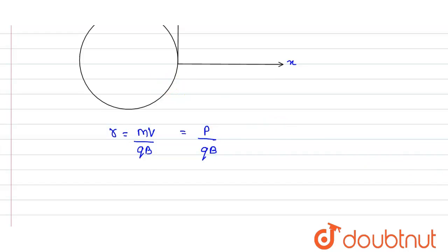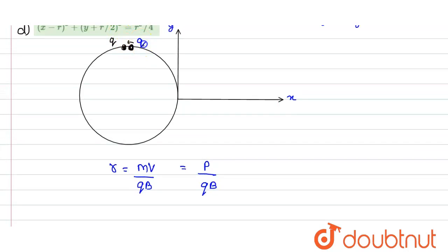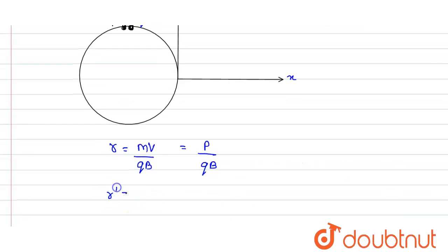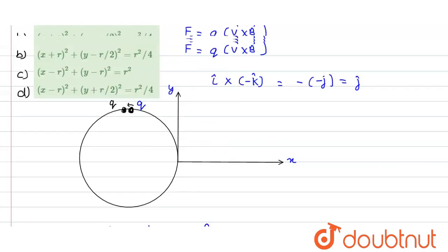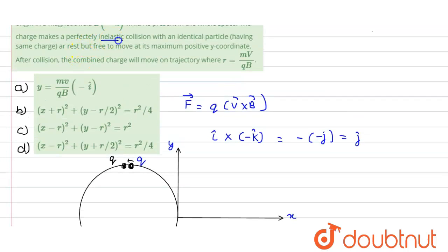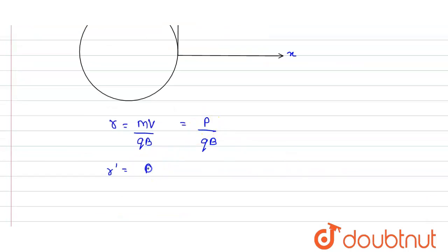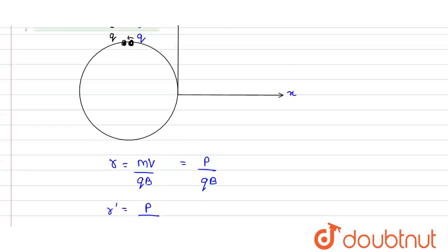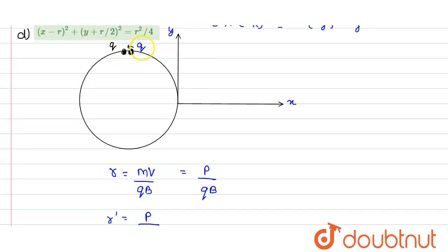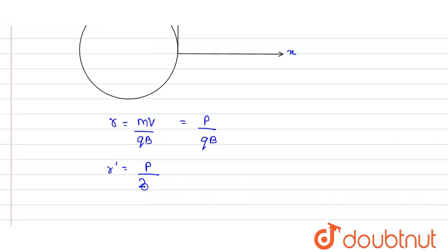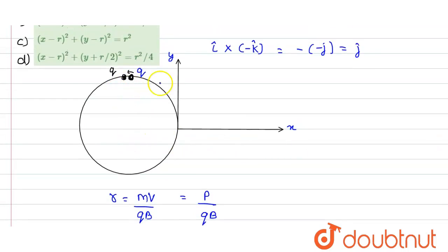Now when our charged particle q strikes the stationary charge, there would be a new radius, r dash, equal to the new momentum divided by the new charge times B. But we know that in a collision, whether inelastic or elastic, momentum remains conserved, so the final momentum is again p. The final charge is q plus q, that is 2q, as they move combined. So r dash is p divided by 2qB. Since p divided by qB is equal to r, it would be r divided by 2. That means our charged particle would now be moving with a radius of r divided by 2.